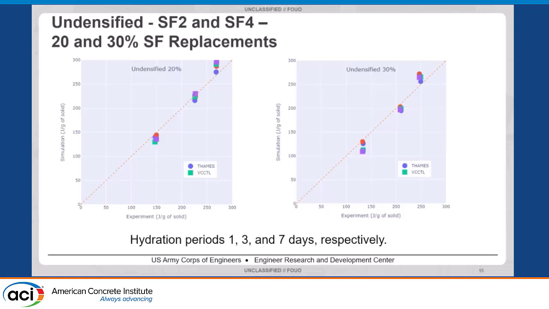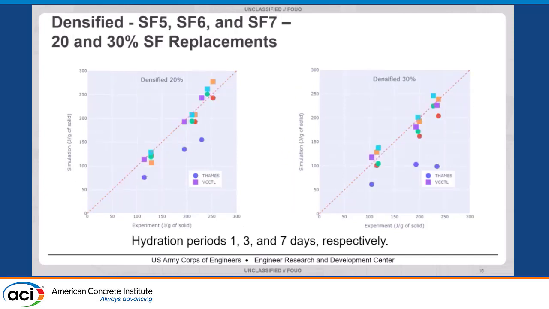So these are for the undensified 3%, that's on the left side, and this is undensified 2%. So even 30% is okay, not too bad. So these two are successful, I will say.